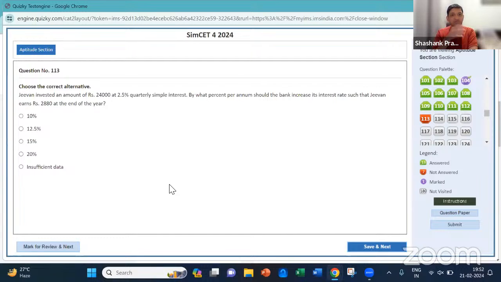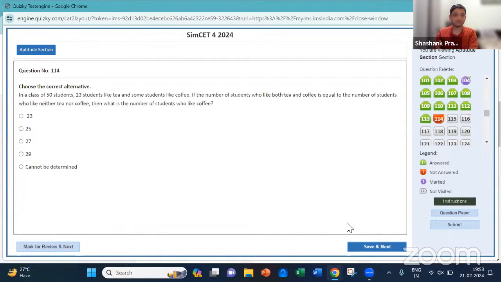ठीक है, so normal case में he would have earned 2400 at 10%. He needs to earn 2880. 24 12s are 288, right? So 12% होना चाहिए. So the 10% की जगह पे 12% होना चाहिए. So 20% per annum. I think I'm right. 2.5 becomes 3, right? 0.5 by 2.5, 1 by 5. Yeah, 20% I think is.